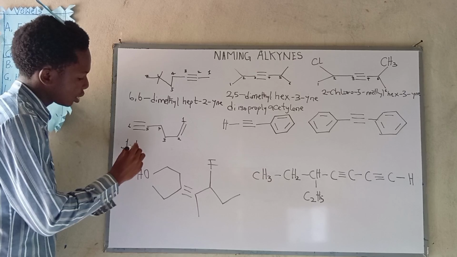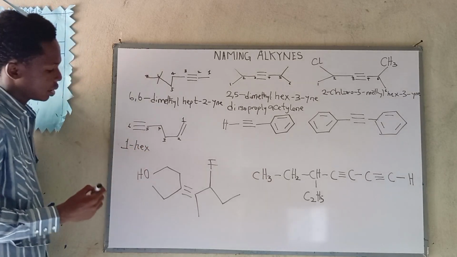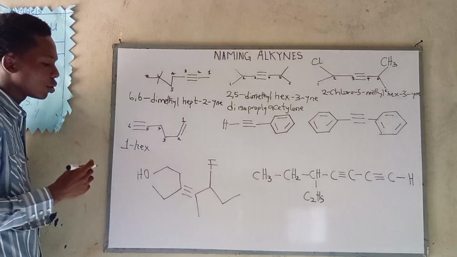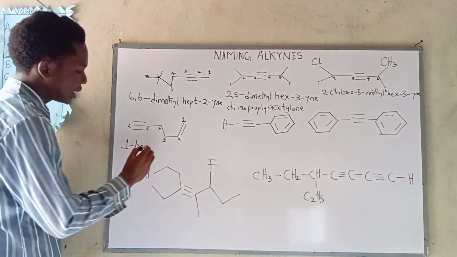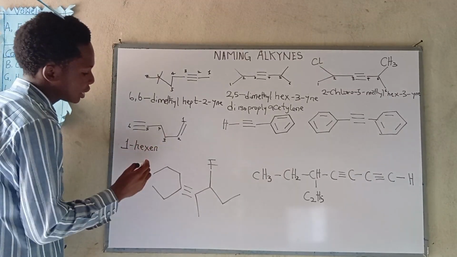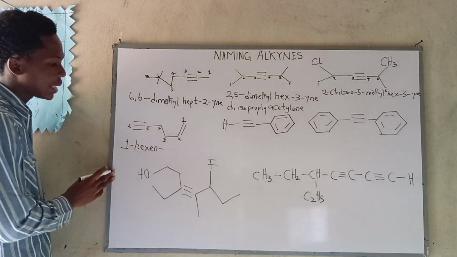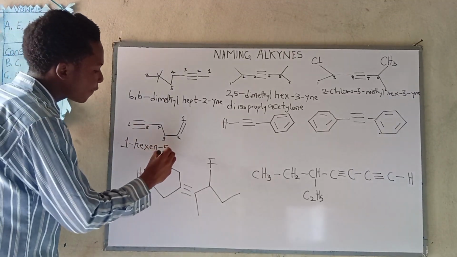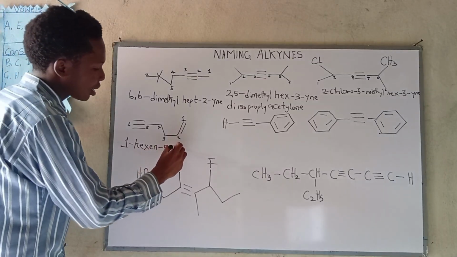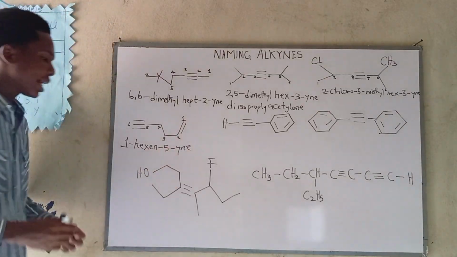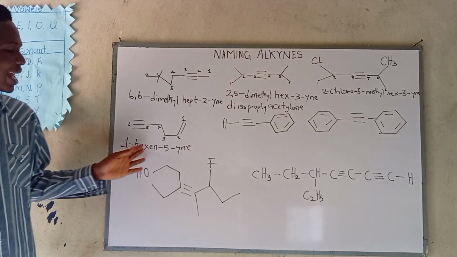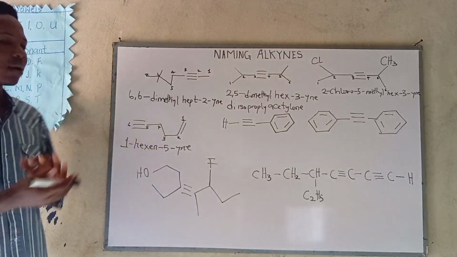Now, let's go. We'll now call it what? 1-hex. Now, see what we do. Because it's double bond, we don't keep it at hex. We say hexene. We put our dash. The position of the triple bond will now be what? Hex-5-yne. Alright guys. Now, this is how we are supposed to name it. 1-hexen-5-yne. Alright.